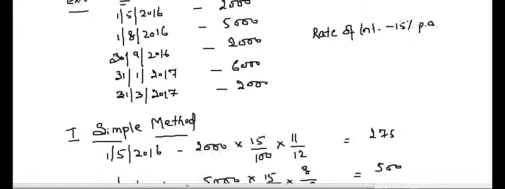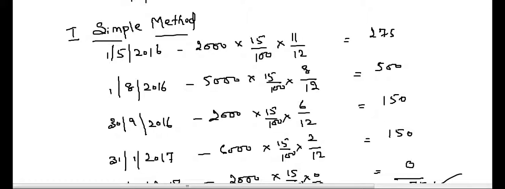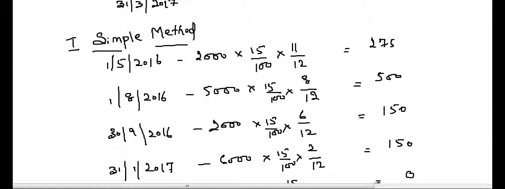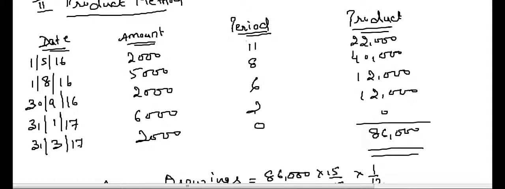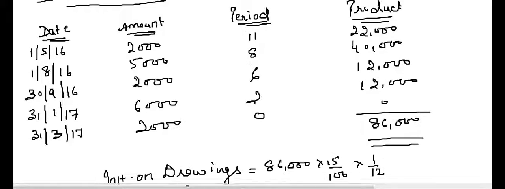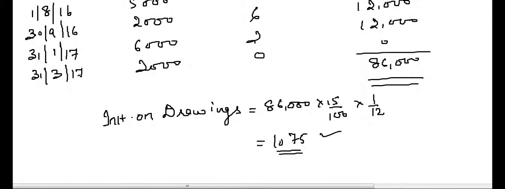These are two very simple methods. Simple method is calculate interest on drawings on individual drawings, right, and then total it. Product method says that multiply the amount with the period for which that amount is being used and then total the product, and on that total calculate the interest for 1 month. Clear?